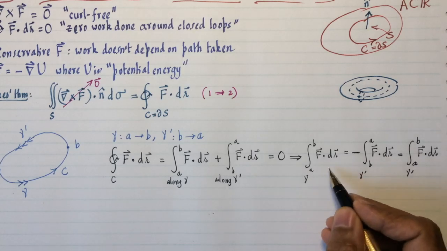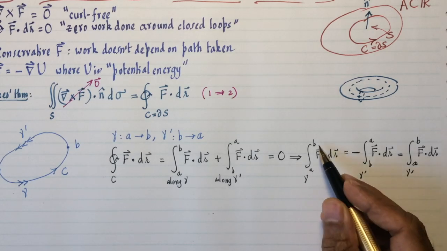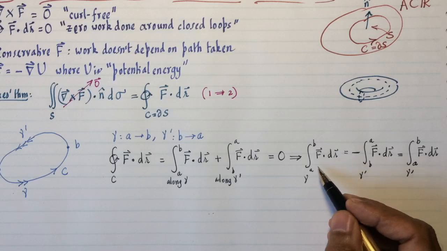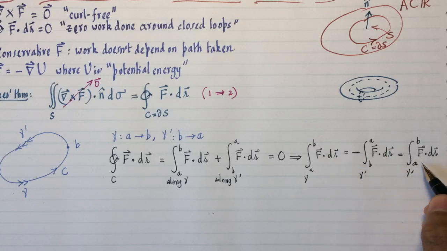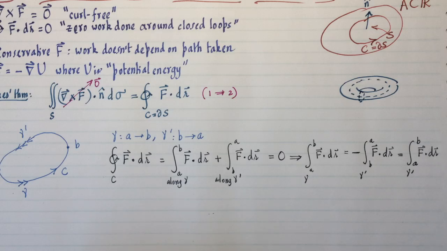So we have in fact shown that the work done, which is defined as integral from A to B f dot dr, that's the definition of work done, by this force along the path gamma is the same as the work done along the path gamma prime, or in other words, the work done is independent of the path taken. This is very useful in physics because oftentimes the simplest path is the best path to choose to compute the work.